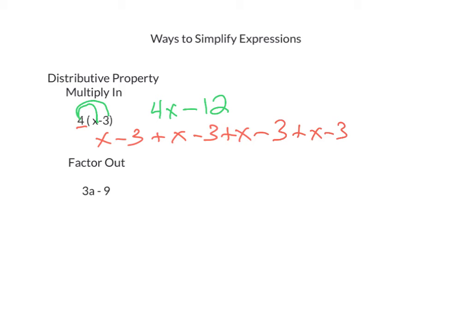We also did the opposite, where we factored out a number in front of parentheses. Which expression would be equal to 3a minus 9? When I look at 3a minus 9, I see that I can factor out a 3 from both numbers in this expression. I could have made 3 groups of a minus 3. So 3 times the group a minus 3 would be an equal expression.